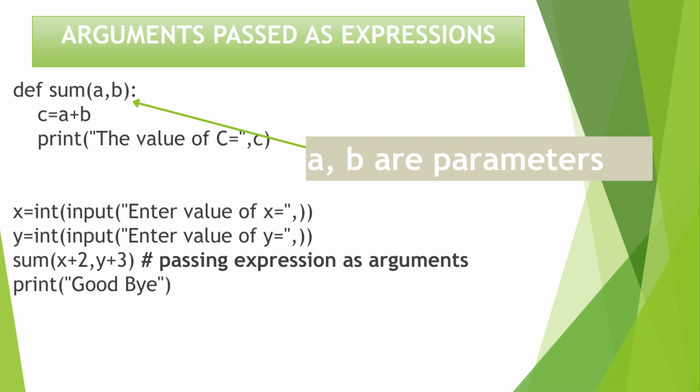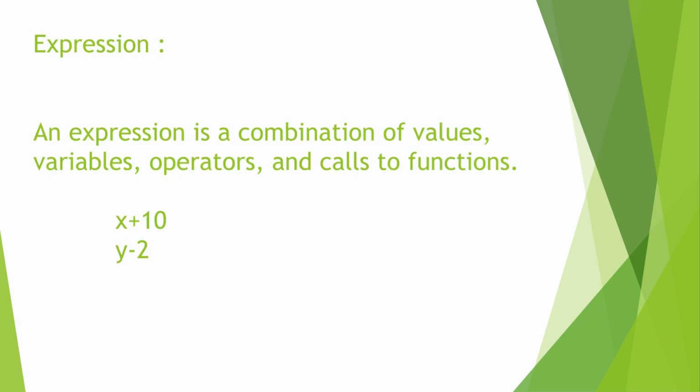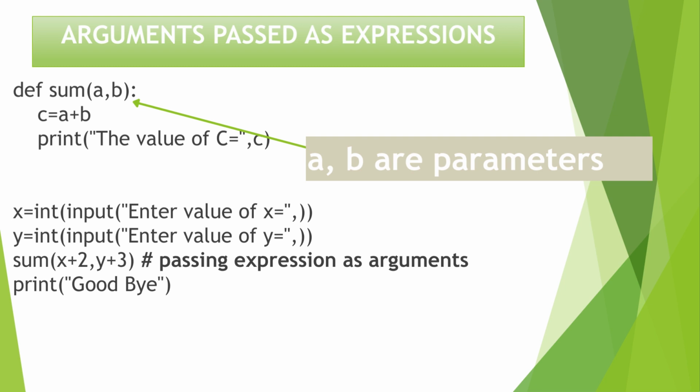Now let's see what happens when the arguments are passed as an expression. So first see what expressions are. It is a combination of values, variables, operators or calls to functions. For example, x plus 10, y minus 2 and something like this can be known as an expression. Now see this simple example.